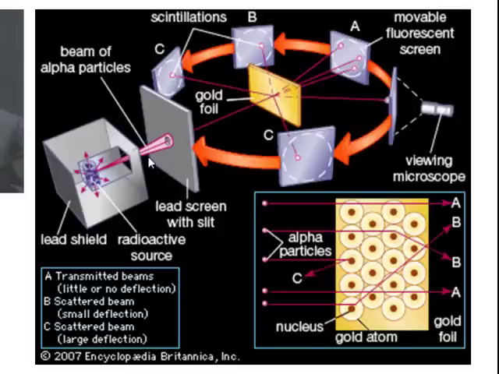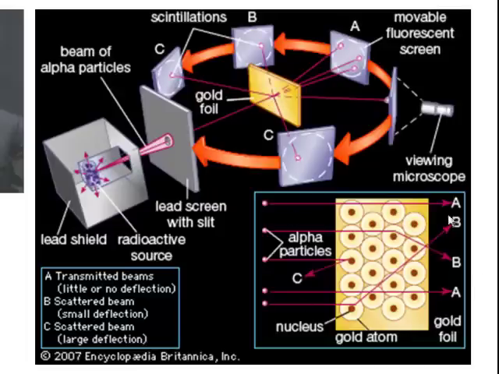And he shot those alpha particles through this lead screen that had a very small slit in it, and shot the alpha particles towards this gold foil. Rutherford had originally hypothesized that all of these alpha particles would go straight through the gold foil. In actuality, what happened was many of the particles went straight through the gold foil. Some were deflected at very small angles, and other alpha particles were deflected at very large angles.